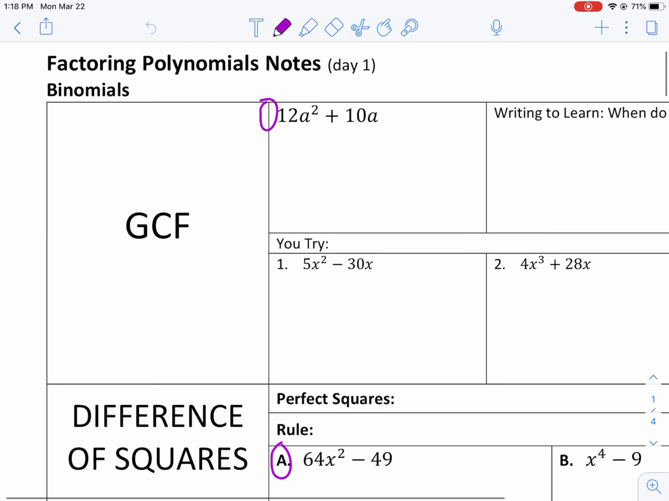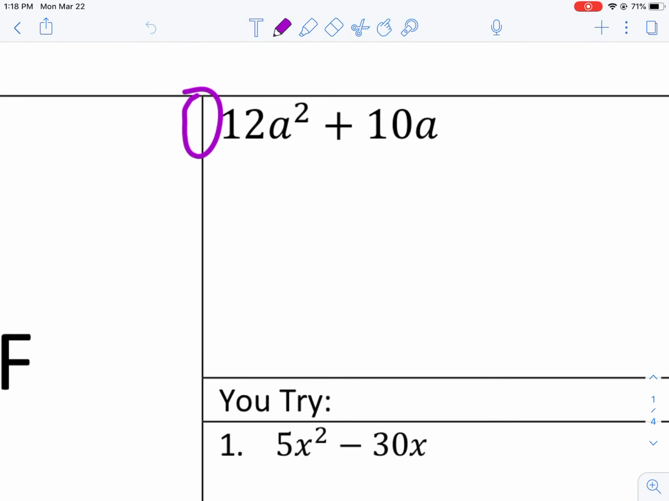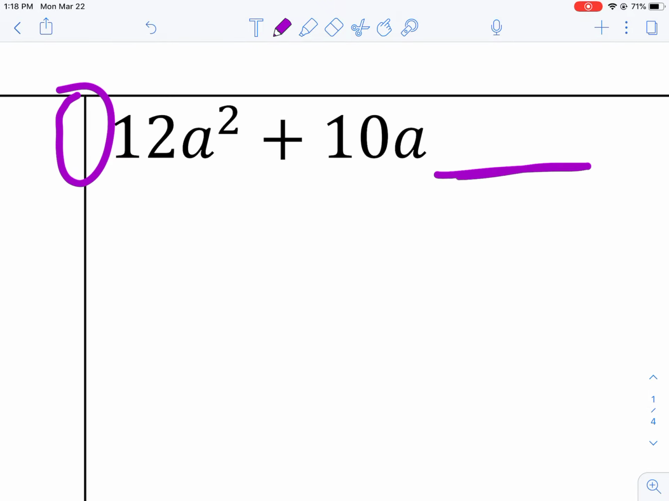Okay, so what are all the things? All right, number one, factoring out a GCF. You have to know how to factor out a GCF. So if you have a polynomial and you don't have that constant at the end, which means that every single one of your terms has an a value in it, you want to factor out a GCF, all right?